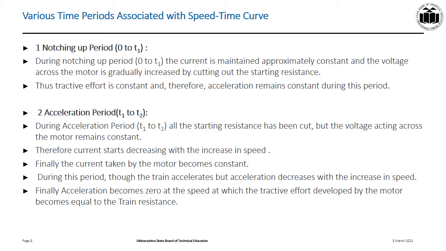The second is acceleration period between T1 and T2. During acceleration period, all the starting resistance has been cut. But as the voltage across the motor is constant, the current starts decreasing with the increase in speed. And finally, the current becomes constant. During this period, though the train accelerates, the acceleration decreases with the increase in speed. And finally, acceleration becomes zero at the speed at which the tractive effort developed by the motor becomes equal to the train resistance.